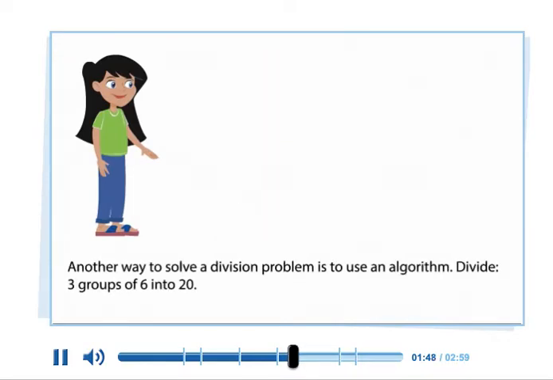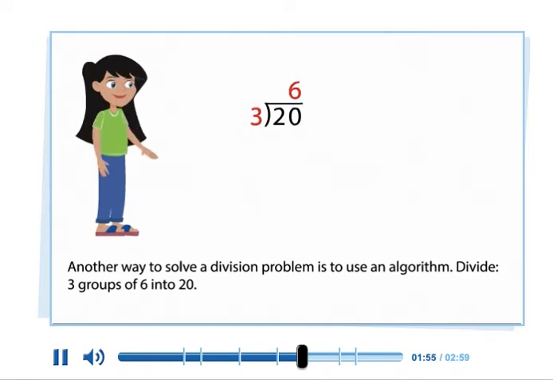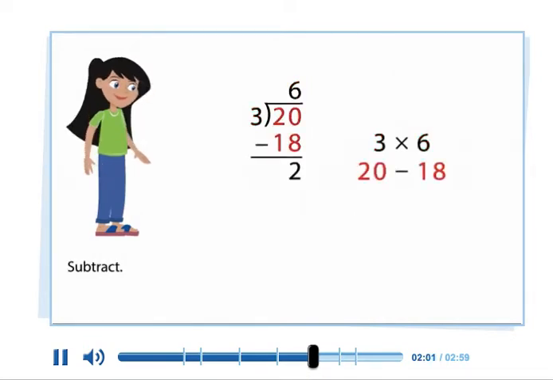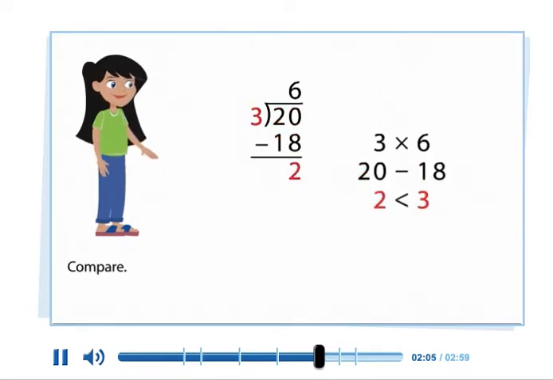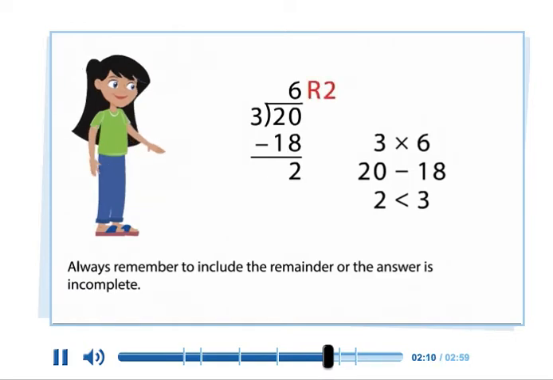Another way to solve a division problem is to use an algorithm. Divide 20 into 3 groups of 6. Multiply. Subtract. Compare. Always remember to include the remainder or the answer is incomplete.